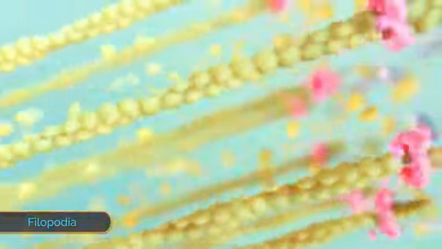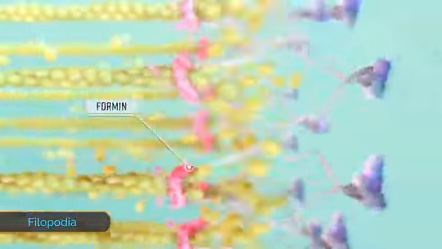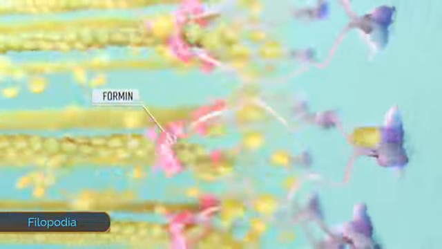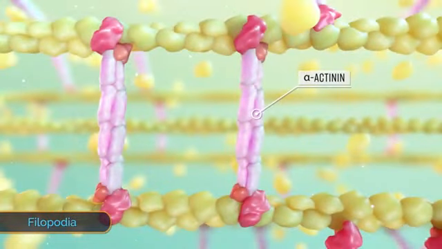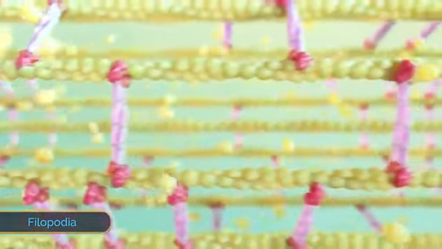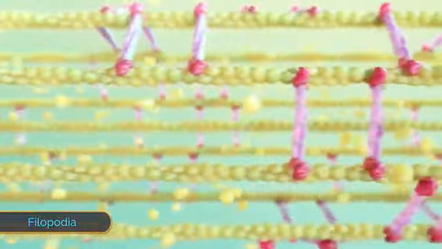Filopodia are formed by rapid elongation of parallel actin bundles, regulated by elongation factors such as formin. Small cross-linking proteins such as alpha-actinin bind to these filaments and strengthen these parallel actin bundles.